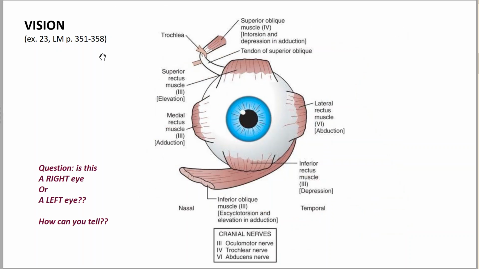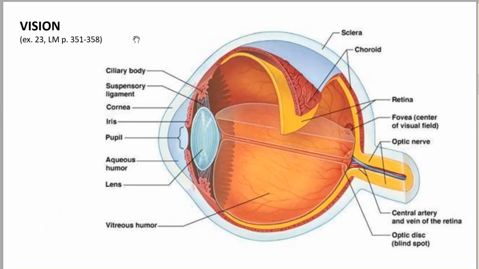Here's a front view of the eye with the superior, lateral, inferior, and medial rectus muscles and the 2 oblique muscles. I liked this diagram because it also indicates which cranial nerves serve which muscles. And because you can't see a nose or anything in this picture, think about how you can tell if this is a right eye or a left eye. All right, so structures of the inside of the eye.